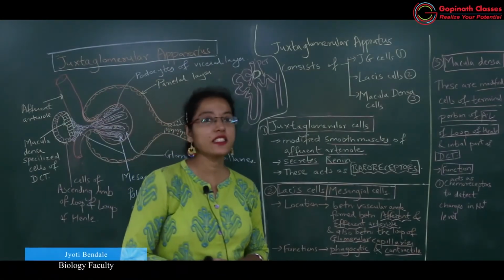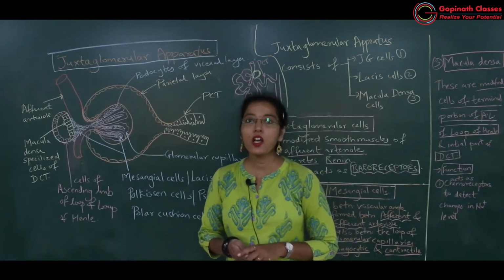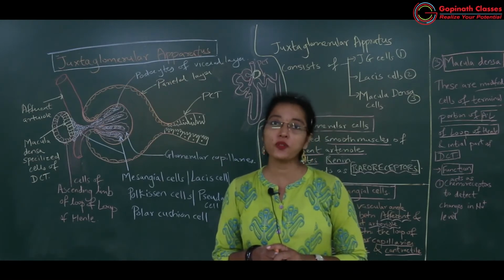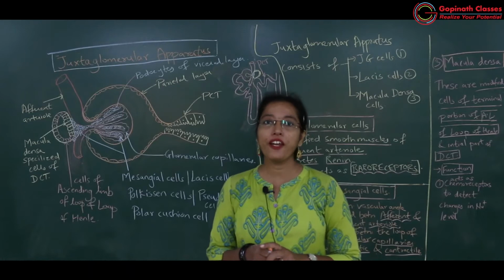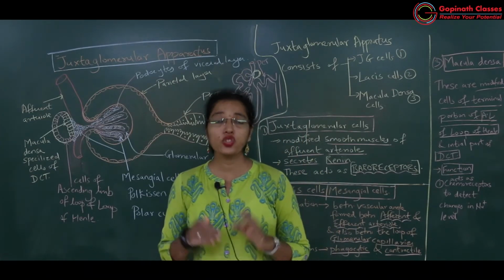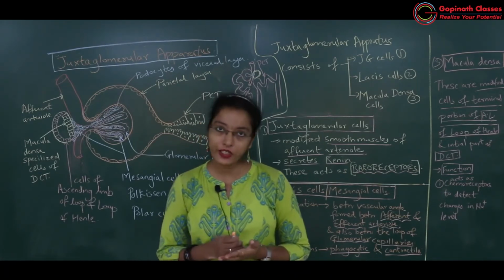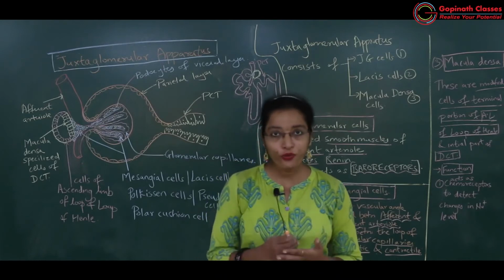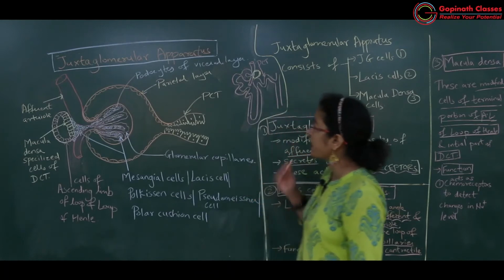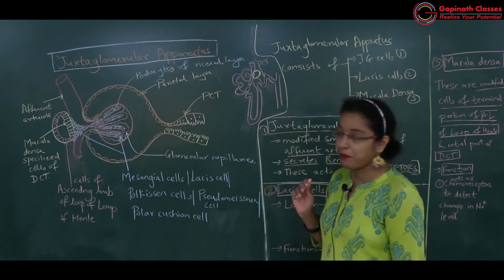Hello students, in the last session we studied the counter current mechanism. Now we'll talk about one apparatus which is very important for regulation of the functioning of kidneys. How can GFR be regulated, and how can urine volume be regulated? It is because of certain cells which are present. Which cells are they? Cells of the juxtaglomerular apparatus.